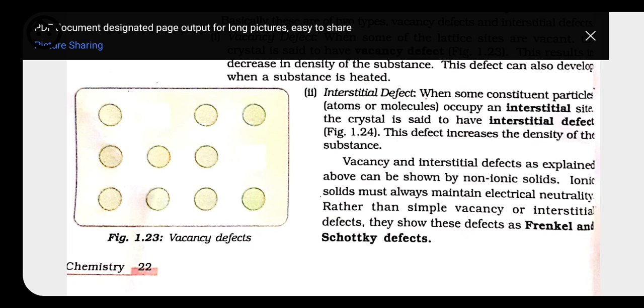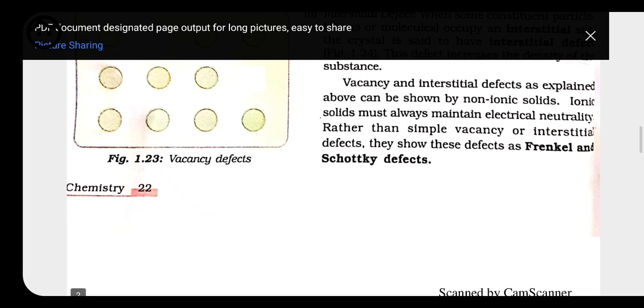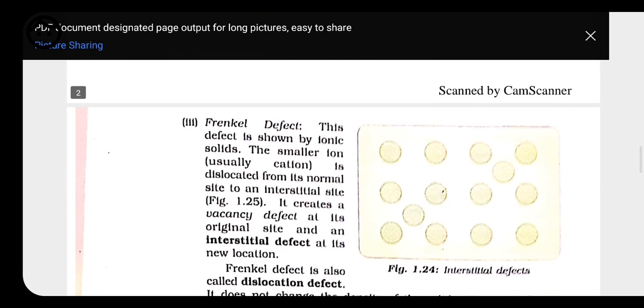Now these two defects are shown by the non-ionic type of solid, but here we have two more types of defects which are shown by ionic type of solid. It is also part of stoichiometric defect. So see, here we have Schottky and Frenkel defect. First we will talk about the Frenkel defect. What do you mean by Frenkel defect?